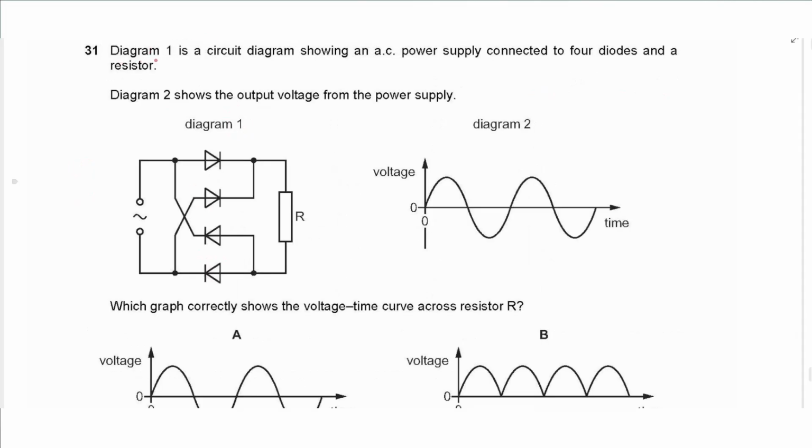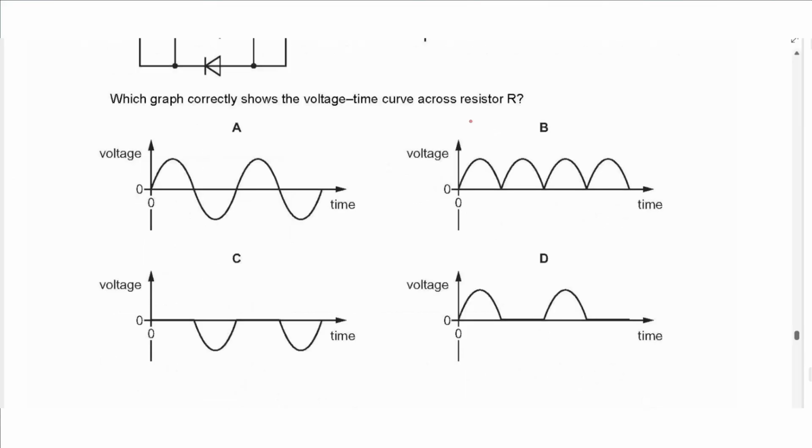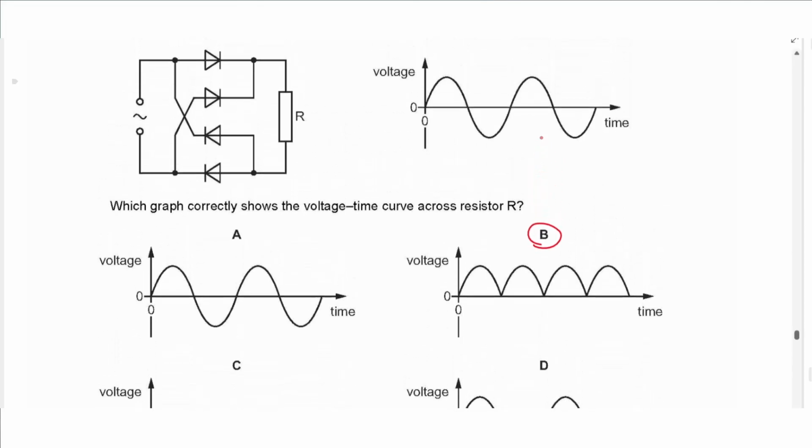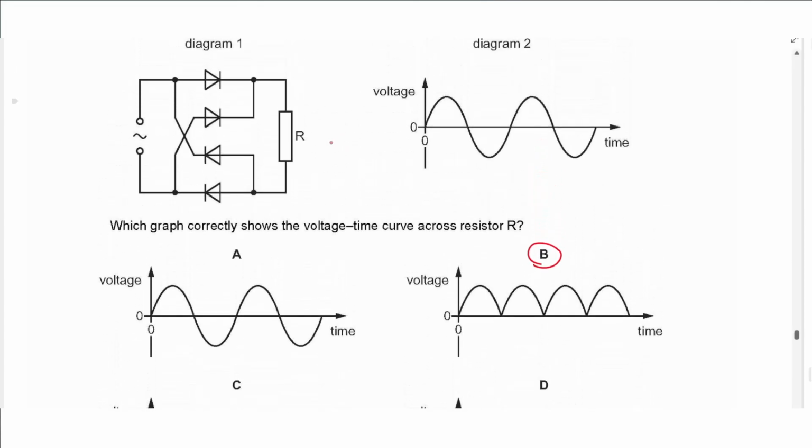Question 31 says diagram 1 is a circuit diagram showing an AC power supply connected to 4 diodes and a resistor. Diagram 2 shows the output voltage of the power supply. Which graph correctly shows the voltage-time curve across the resistor R? So technically it should be a full wave rectification. It should be B, but just in case we check if the current always moves in the same direction in R.